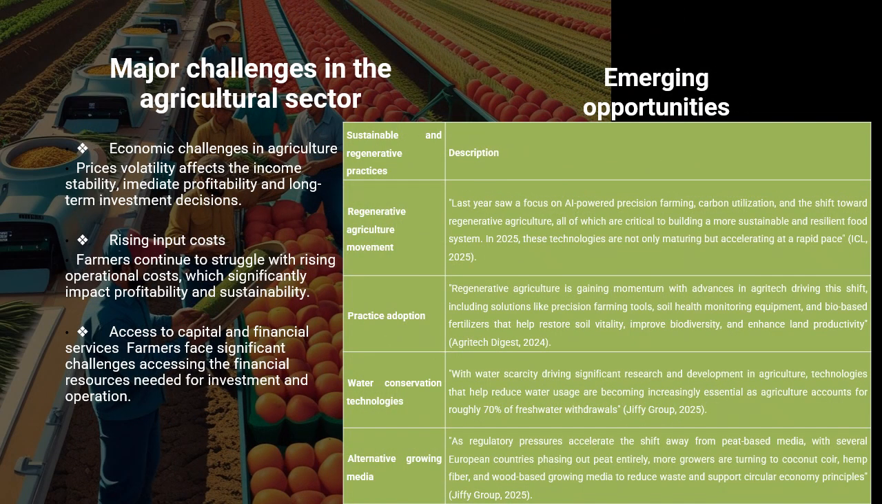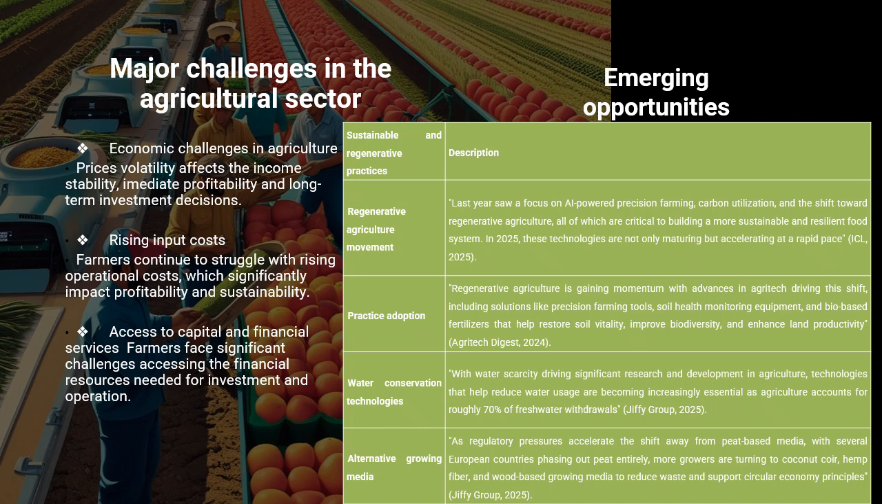Economic challenges continue to pressure agricultural enterprises. Price volatility affects income stability, immediate profitability, and long-term investment decisions. Farmers struggle with planning when prices fluctuate unpredictably across seasons and years.